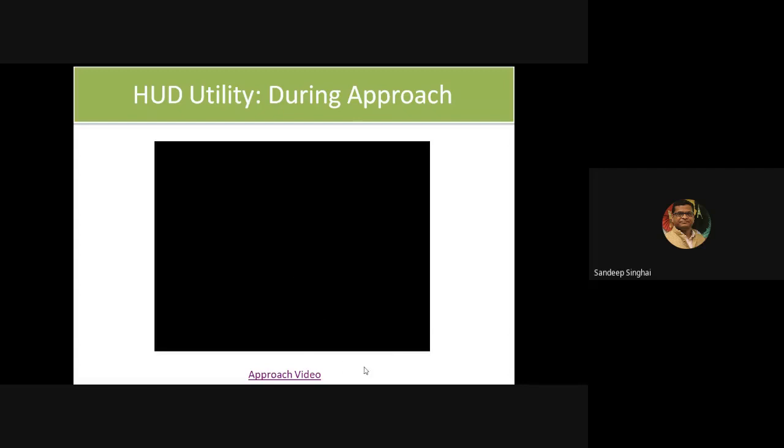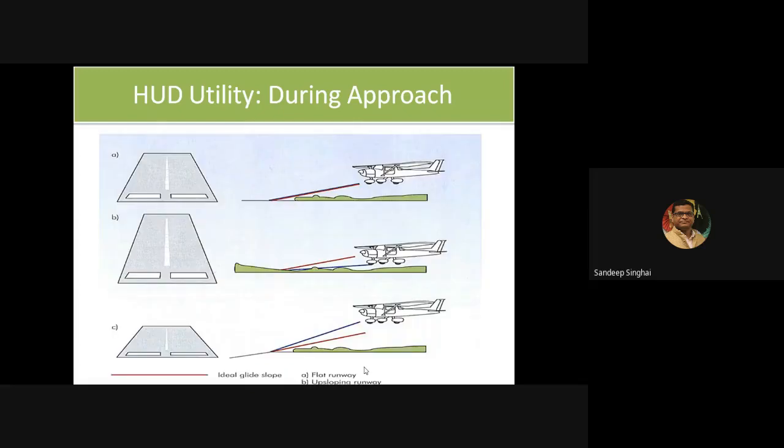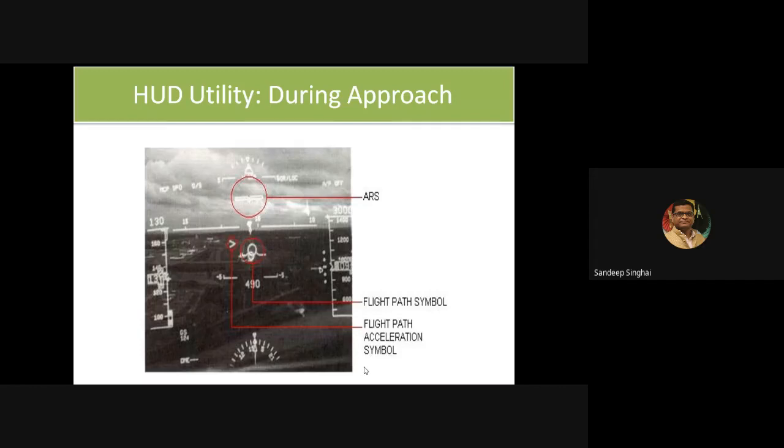Okay. So, this was a classic case wherein there were chances that the ideal glide slope was overshot, and the touch point would have been well beyond what should have been the actual touch point. And so since it was a tabletop airport, the aircraft slid beyond the limit and it fell into the gorge. Now, had HUD been there, how would it have helped during the approach?